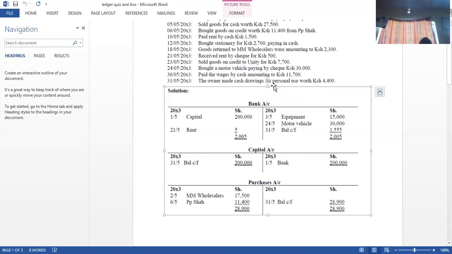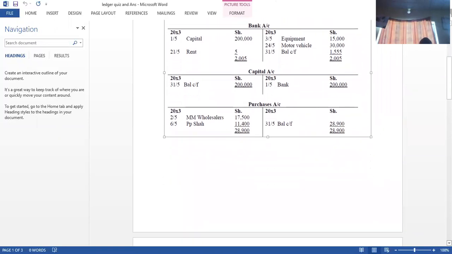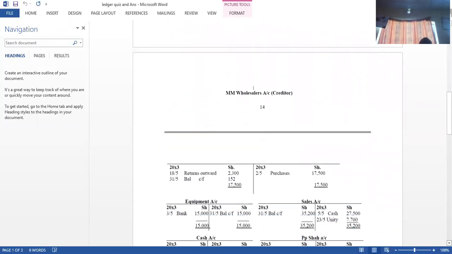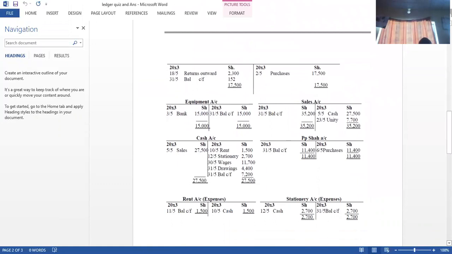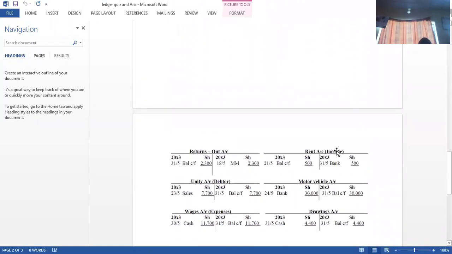And then remember this, there's a difference between rent paid and rent received. Rent paid is an expense, rent received is a revenue. Revenues are normally credited. So we are supposed to open an account for the rent received account or rent income account, and we credit it by 500.